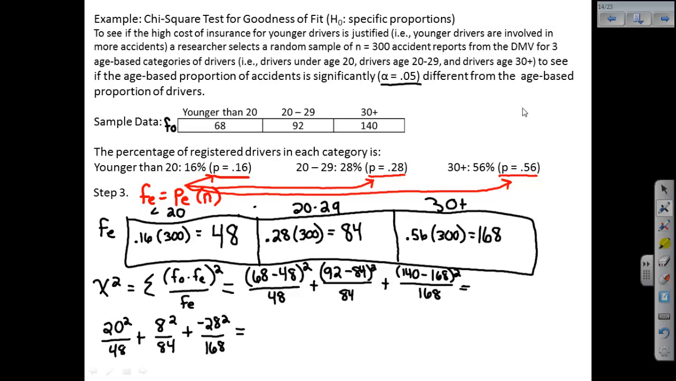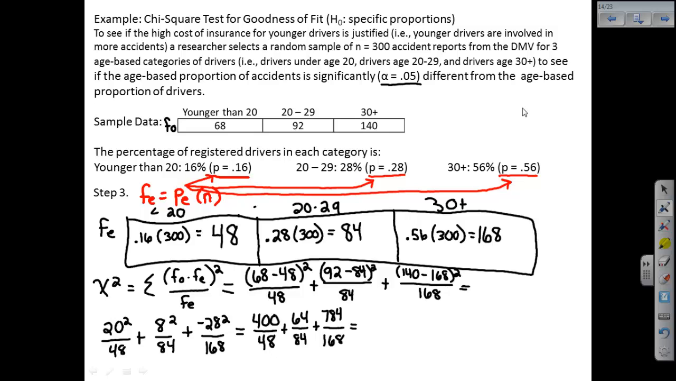Now we need to solve for the exponent. So 20 squared is 400, still dividing by that 48. 8 squared, 64, dividing by 84. And negative 28 squared gives you 784, divided by 168.